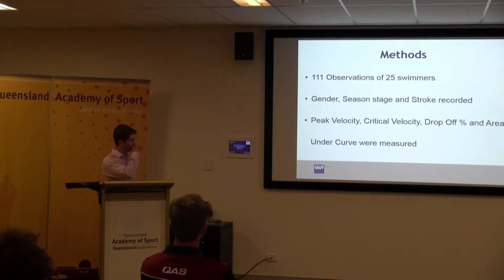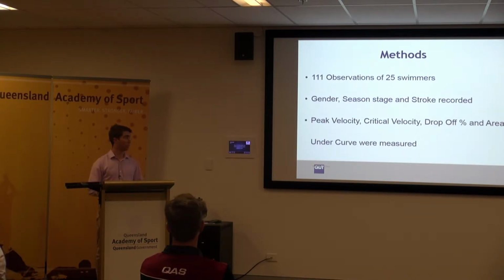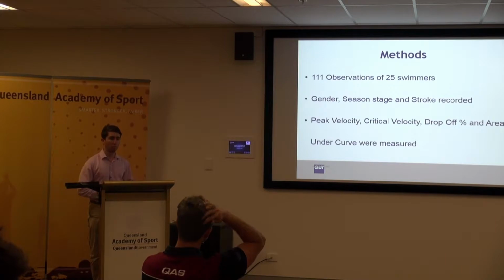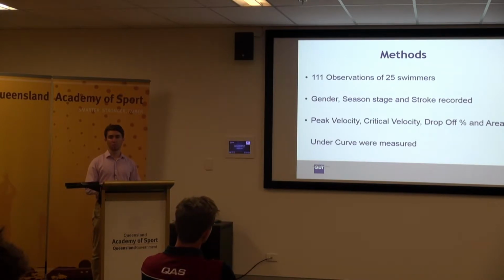So moving briefly onto methods, there were 111 observations of 25 different swimmers, and the categorical variables recorded include gender, season stage, and stroke as well. The continuous variables were peak velocity, critical velocity, drop-off percentage, and also area under the curve. It's also important to note that all of the 25 swimmers did one stroke each, just for consistency and ease of data.